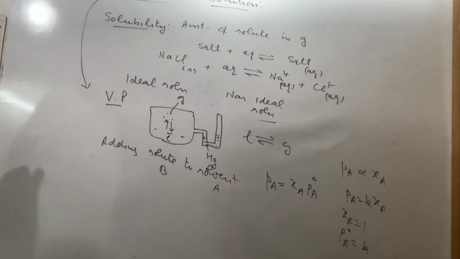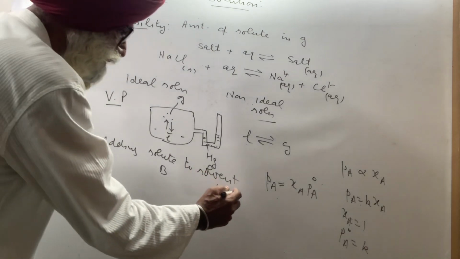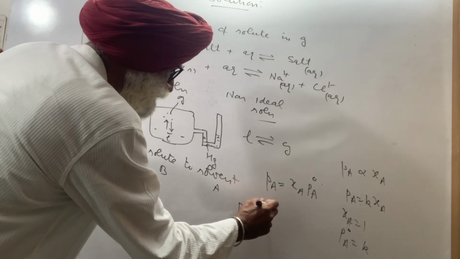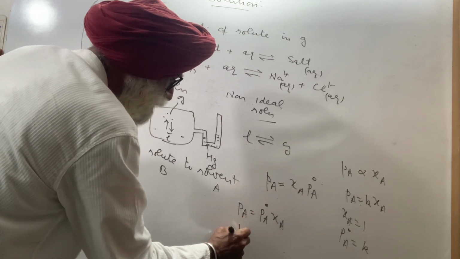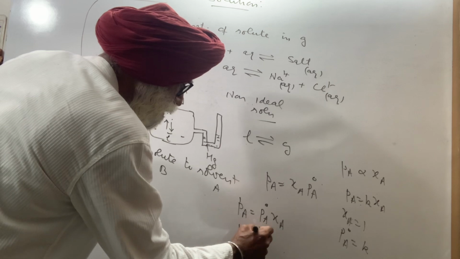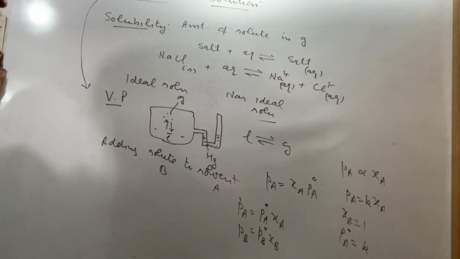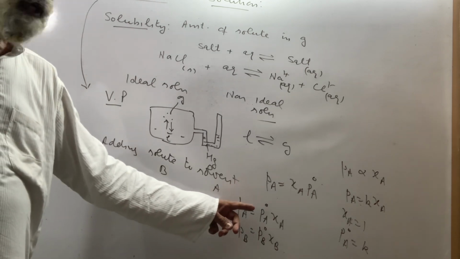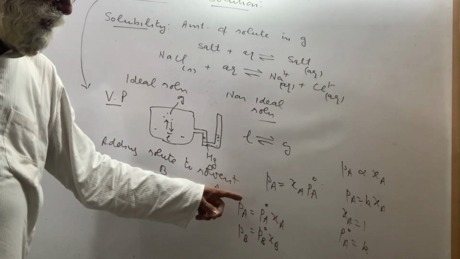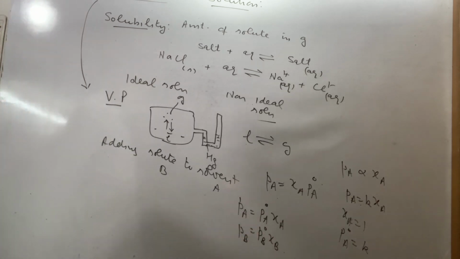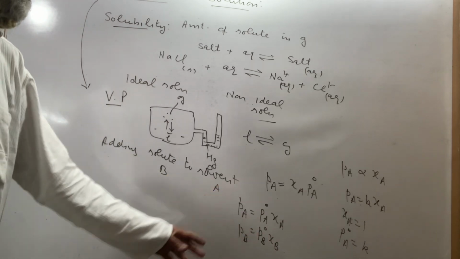So if both of them are volatile, then the partial pressure of A will be given by this, and the partial pressure of B will be given by this. Naturally, this is the partial pressure of A in solution and the partial pressure of B in its solution. So this will be given by this formula. This is as per Raoult's law.